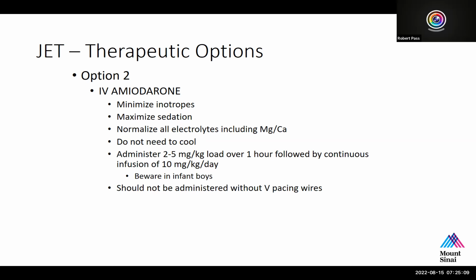And I would say this agent should never be given without ventricular pacing wires because sometimes amiodarone can cause heart block. And so you want to make sure you have the ability to V-pace, or else you may, in the setting of someone who has maybe some minor injury to their AV node from surgery, you want to make sure that you can pace the ventricle as well.